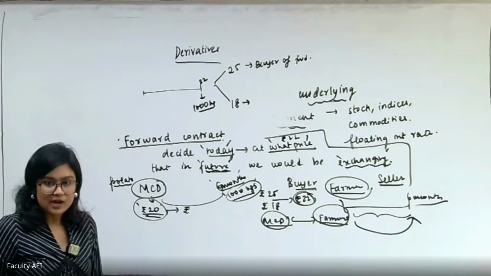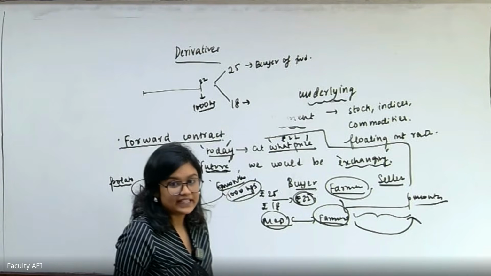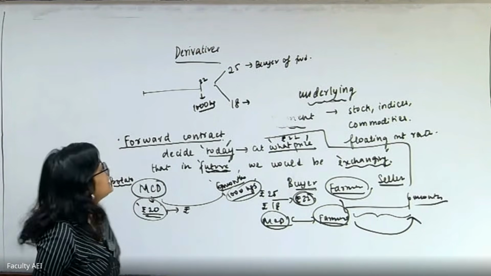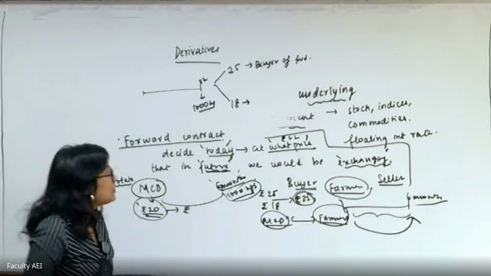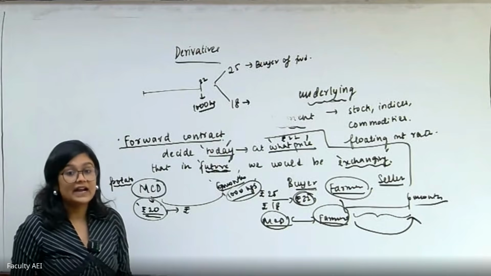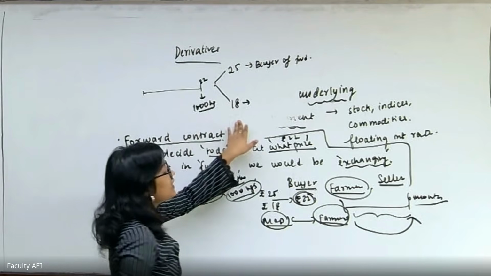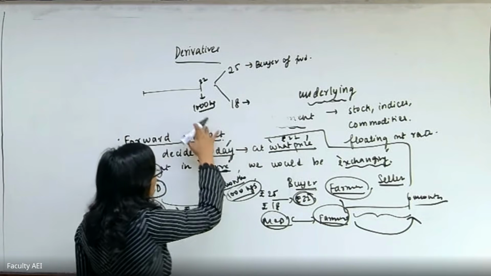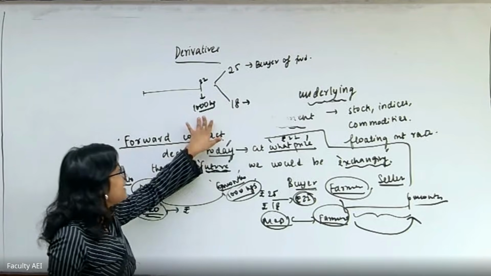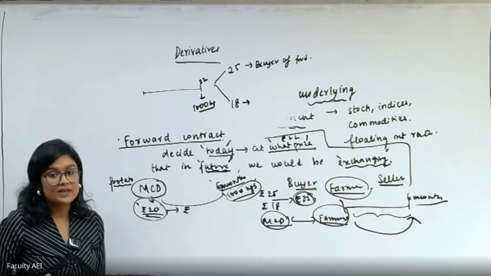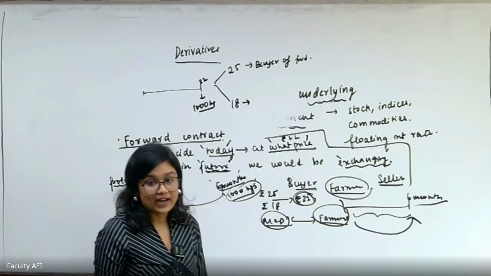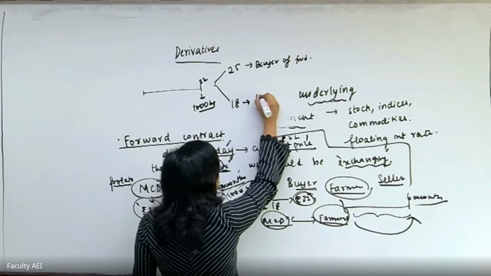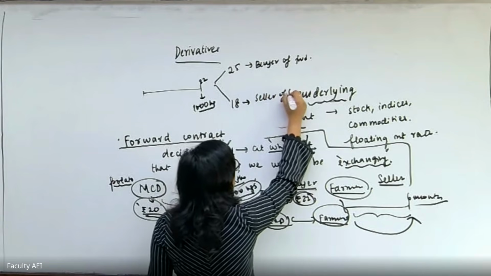If after 6 months the price of the potatoes falls to rupees 18, McDonald's would have been able to buy the potatoes at rupees 18 if this contract had not existed. But because of this contract, they have to buy the potatoes at rupees 22 instead of 18. And the farmer benefits. Why? Because the farmer has the opportunity to sell the potatoes at rupees 22 when the current market price is rupees 18. So when the current market price is less than the forward price, who benefits? The seller of the forward contract benefits.